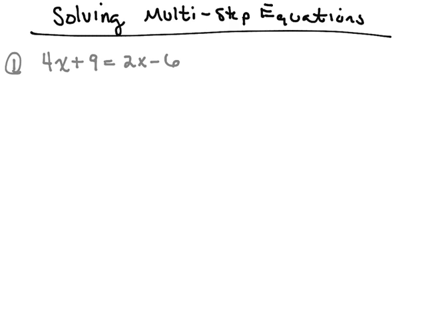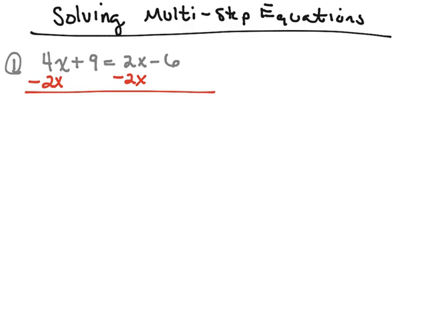First thing we're going to do is make sure that all the variables are on one side of the equation. That could be the left, could be the right. Doesn't matter. In this particular case, I'm going to move all my x's to the left hand side of the equation, which means I'm going to take those two x's and move them to the left side. And the way I'm going to do that is by subtracting. We're going to subtract two x's.